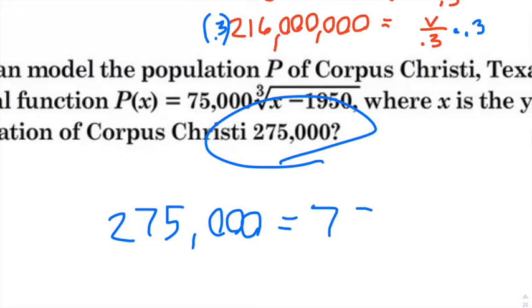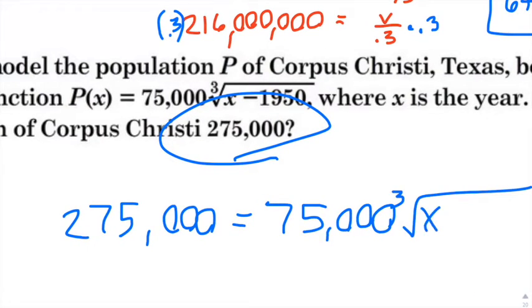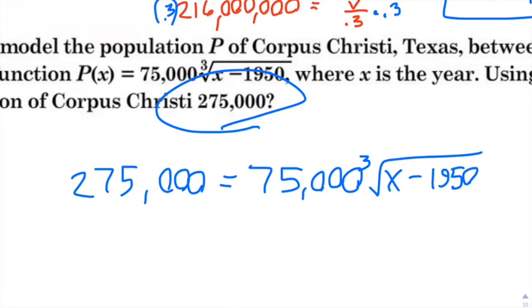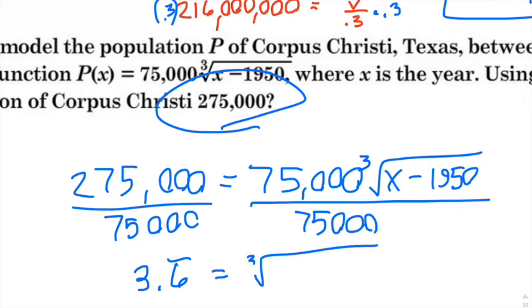So 275,000. Then you've got the 75,000 and the cube root of X minus 1950, because I guess that's when it started. We're going to get rid of this 75,000 by dividing both sides by 75,000. Not sure if that's going to go in super well, but we'll find out. So 275 divided by 75, that comes out to about 3.6 repeating. And then we've got the cube root of X minus 1950.